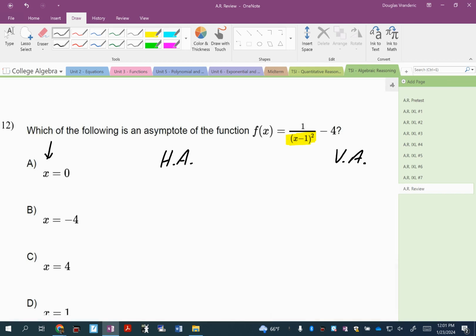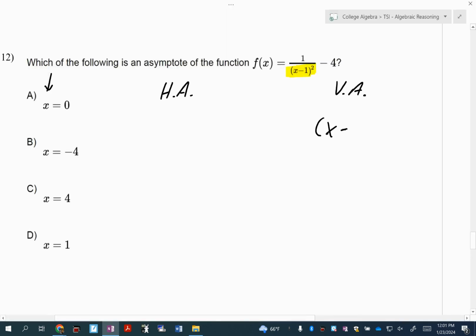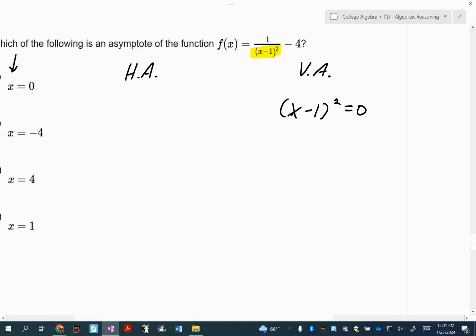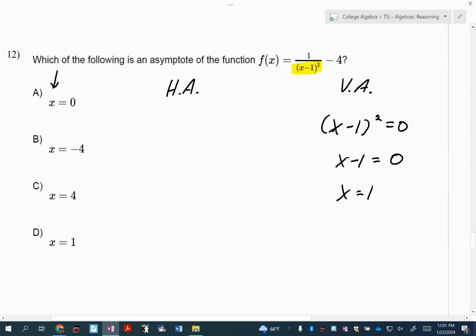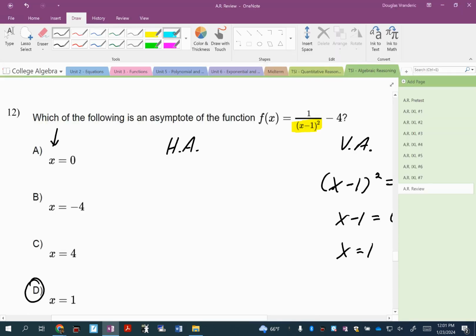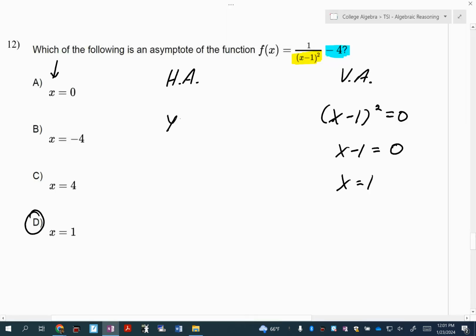All right, so is there a way to make x minus 1 squared become 0? And there is. If you take the square root of both sides, you get x minus 1 equals 0. So x equals +1. So the answer they want here is D. But technically there is another asymptote. This -4 out here would be our horizontal asymptote of y equals -4.